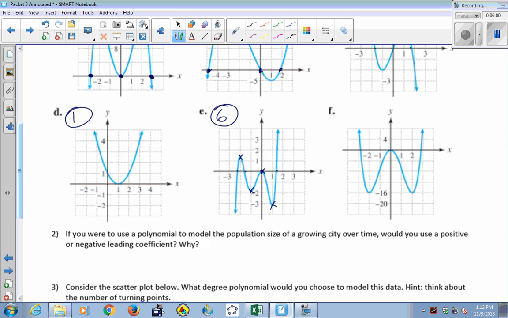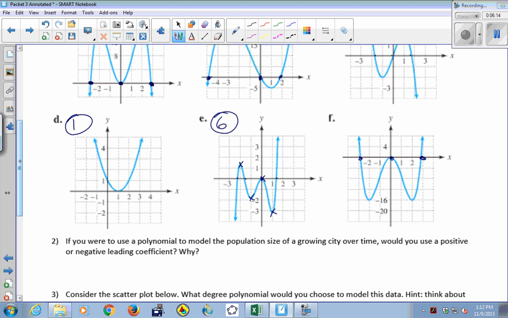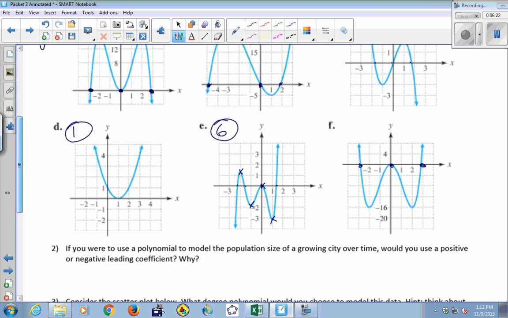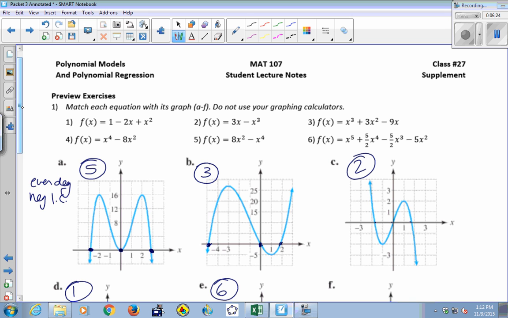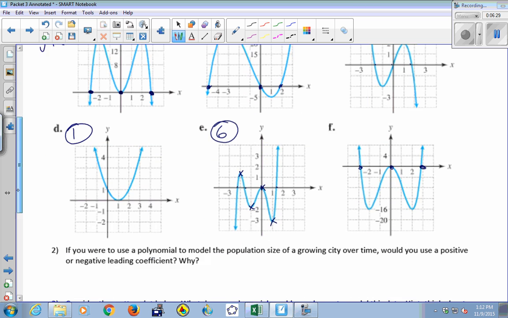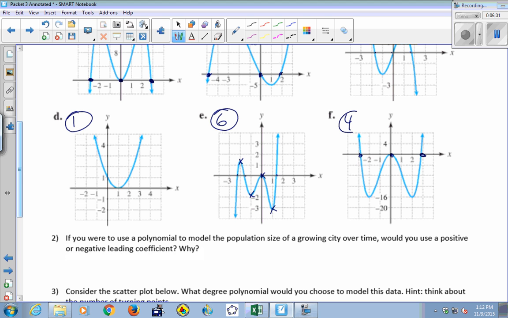4, yeah. It's got 3 extrema, and it has 1, 2, 3, 4 x-intercepts, because you count that bounce off as a double. So I'm looking for a 4th degree. Leading coefficient, positive or negative? Positive, because both arms are up. So 4th degree with a positive leading coefficient would have to be 4. Good.